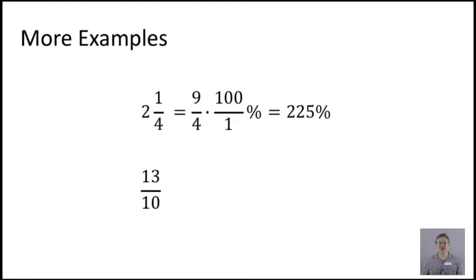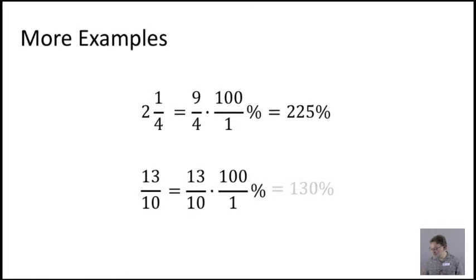13/10 is already being shown to us as an improper fraction, so all we have to do is multiply it by 100%. That gives us 1300/10, which can be reduced to 130%.